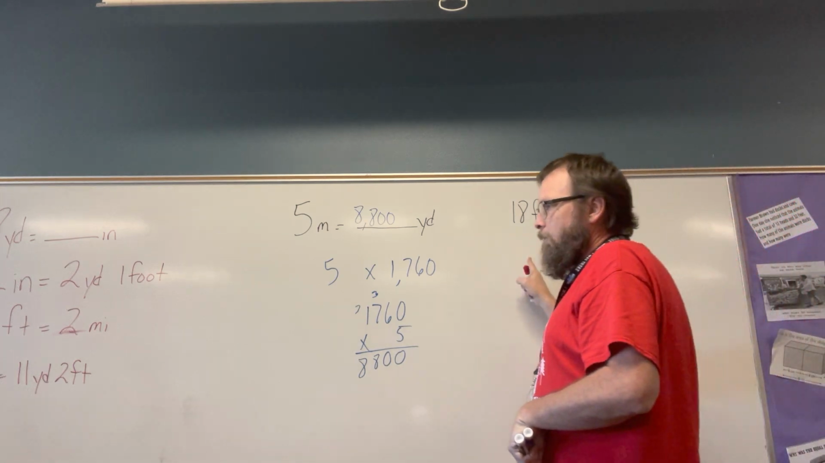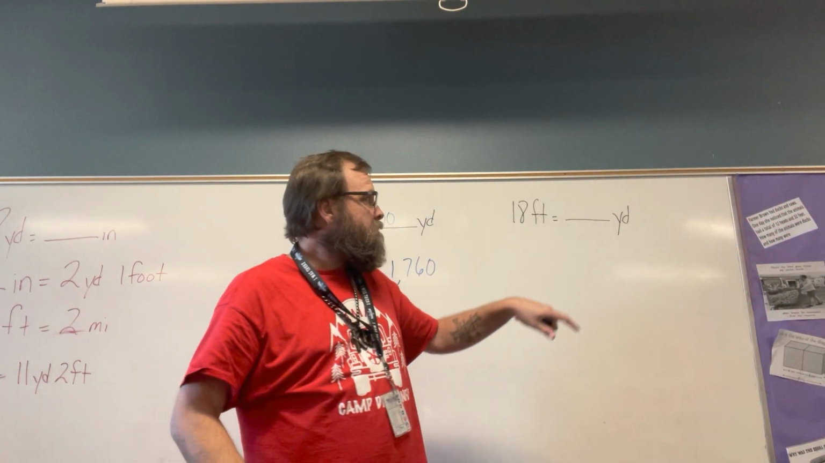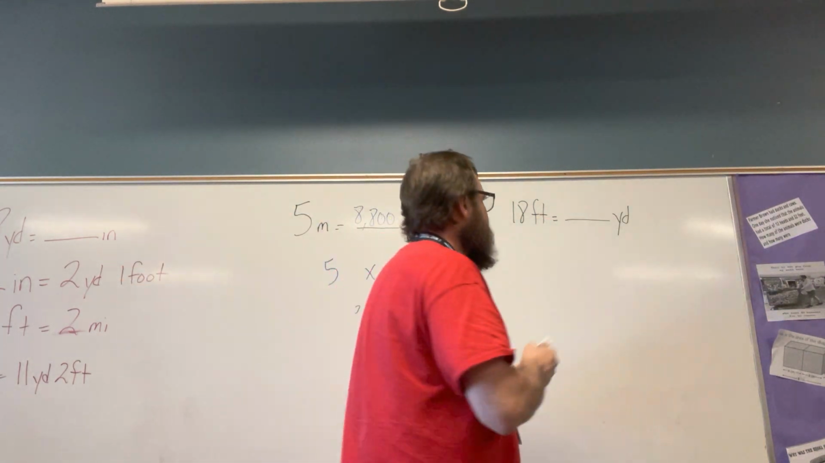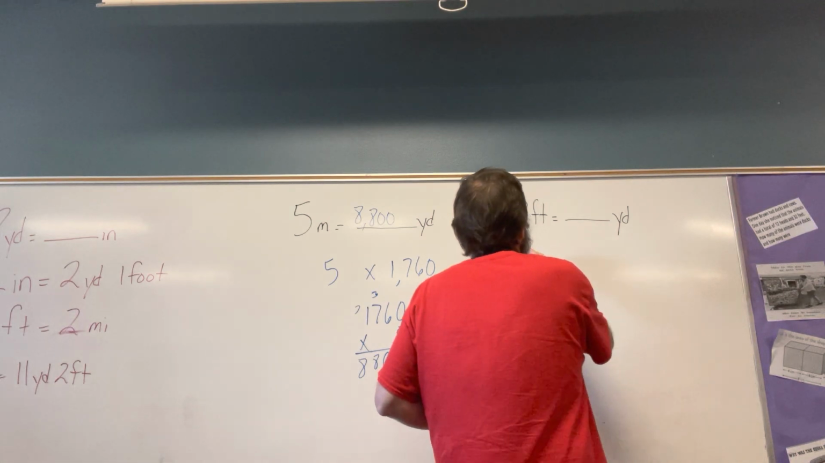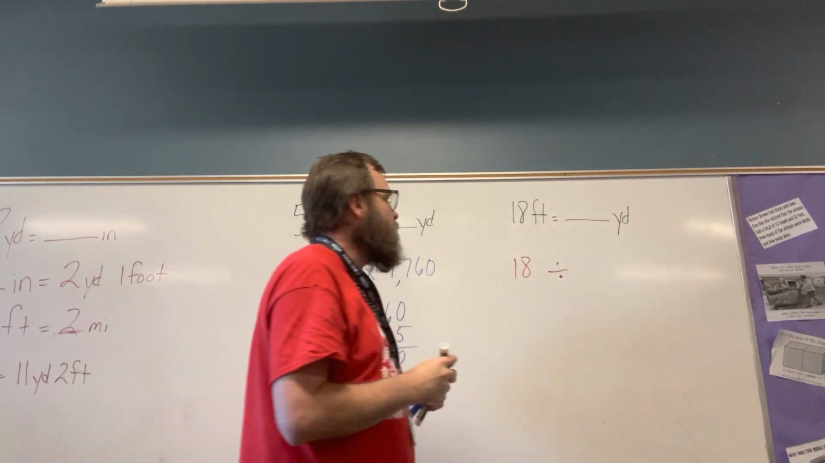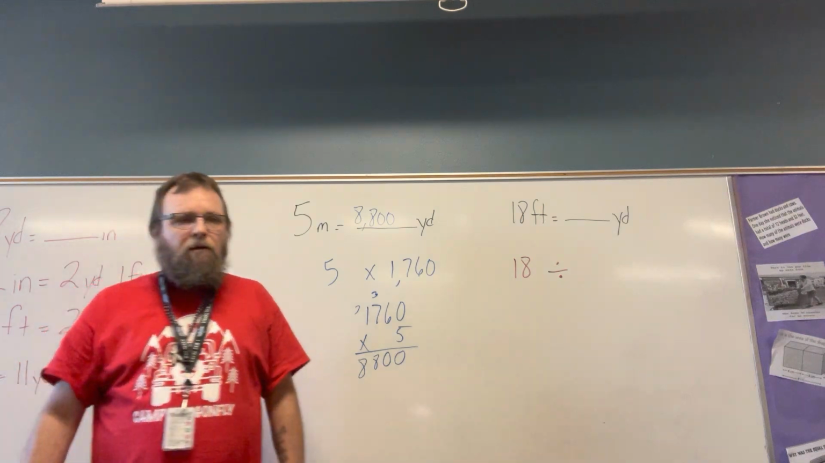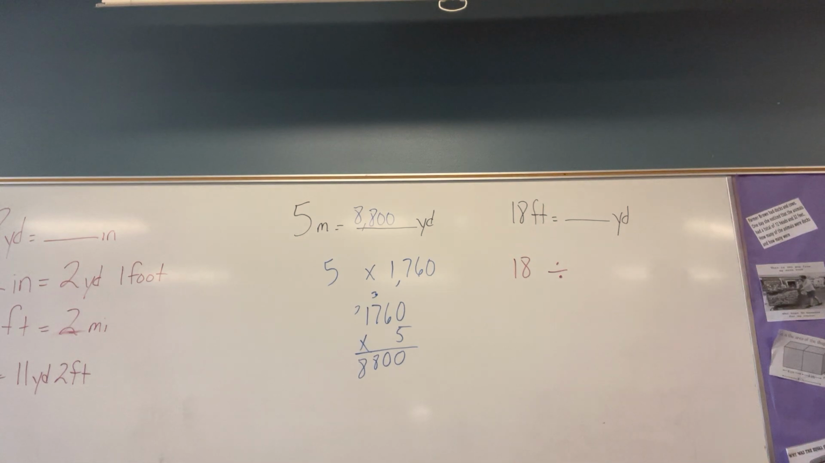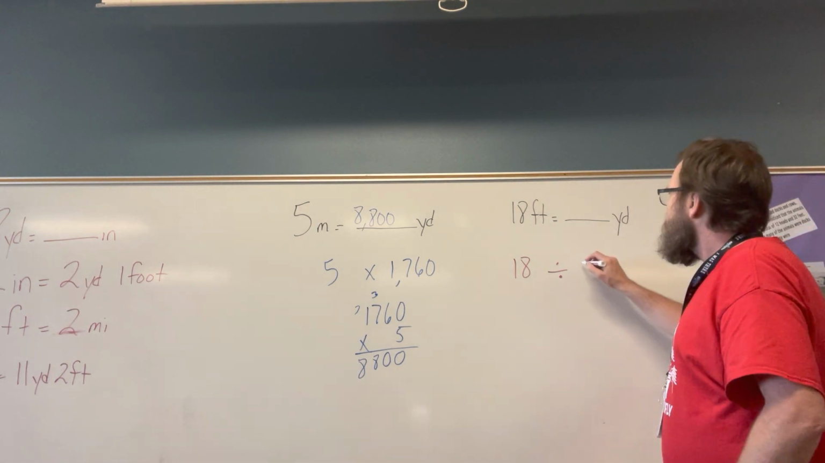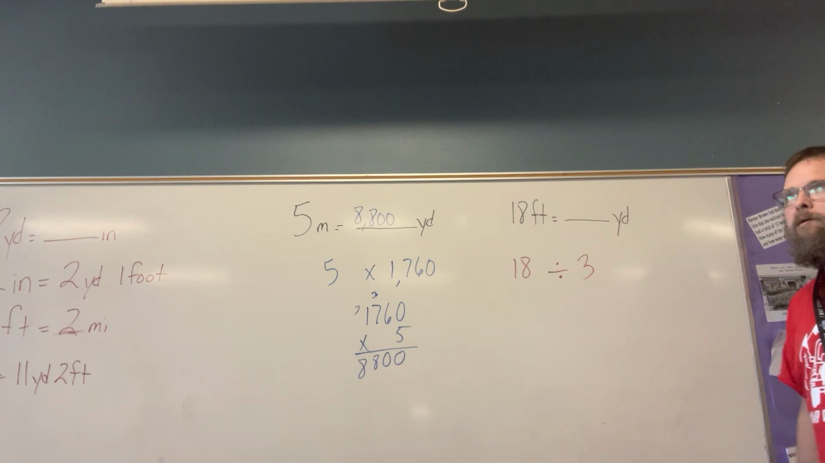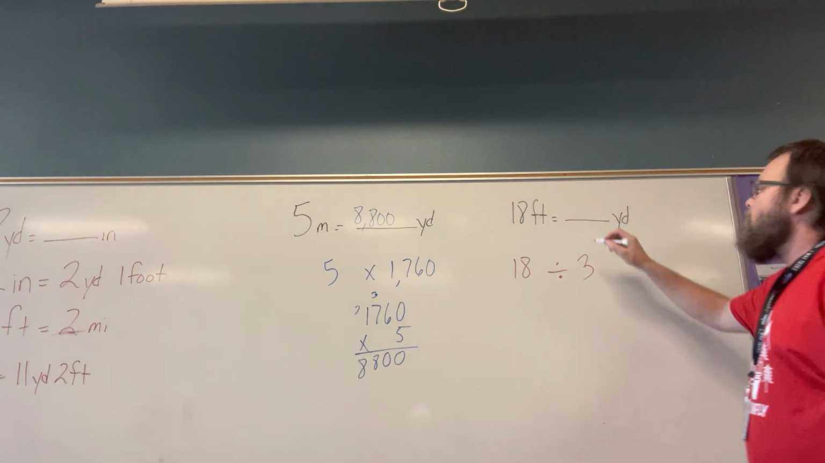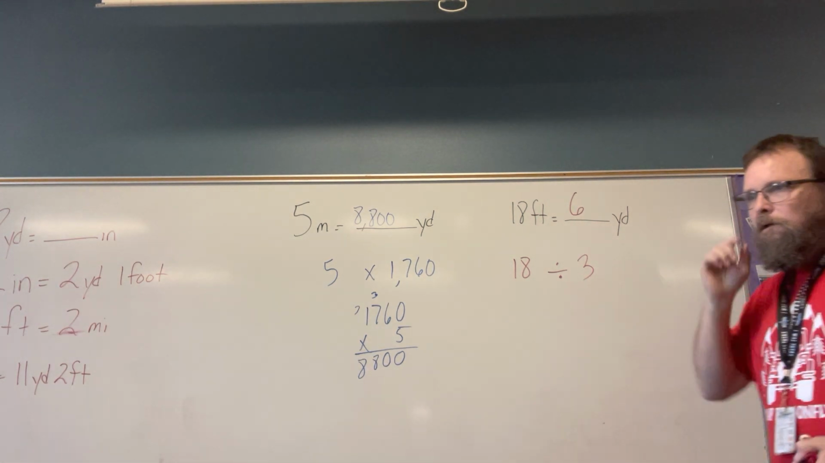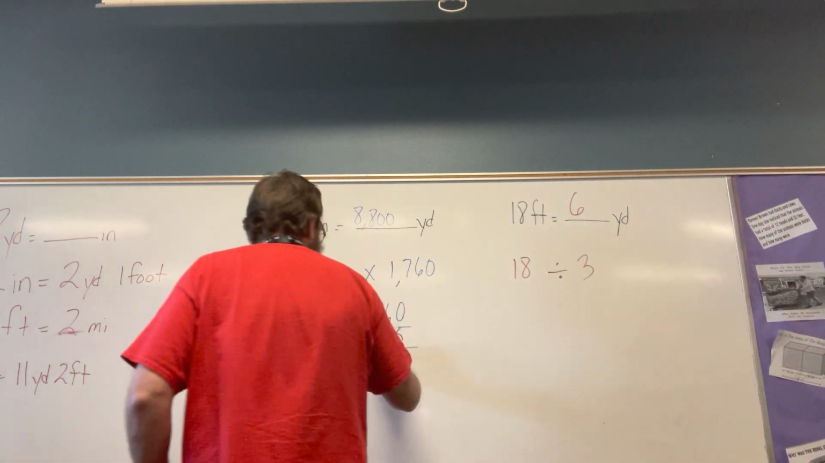Now we're changing from feet to yards. Since yards are bigger, that means this is division. I'm going to divide 18 feet. Now I've got to look up how many feet are in a yard. Mick Foley told me that there are 3 feet in a yard. So I'm going to divide 18 feet by 3, and that gives me 18 feet equals 6 yards.